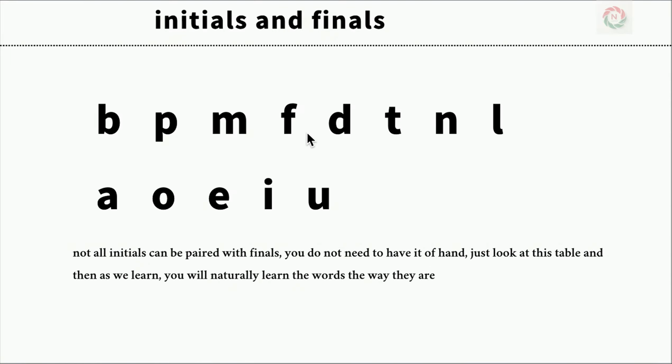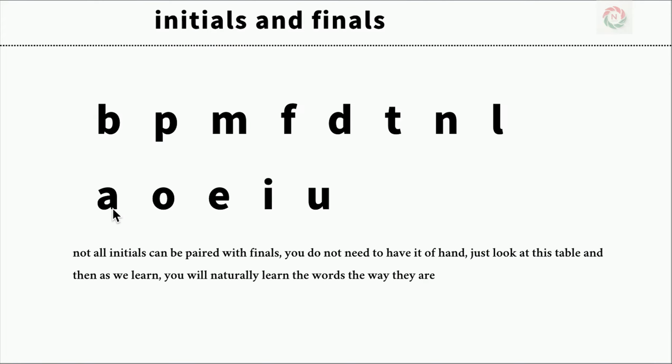Immediately after this F, the sound at the end changes a bit. From this bo to fo is like proper O sound. Bo, po, mo, fo. Then from this D, the sound changes to this E sound. That's the sound of E in Chinese. So de, te, ne, le. So do not confuse them together.